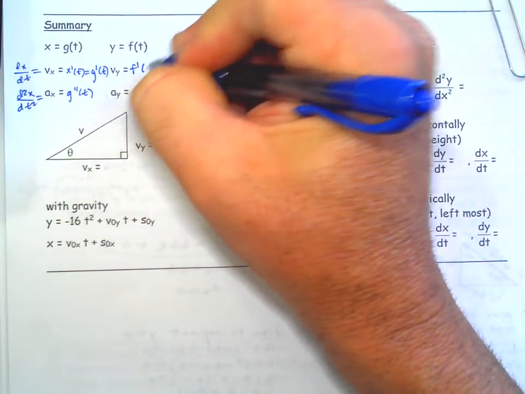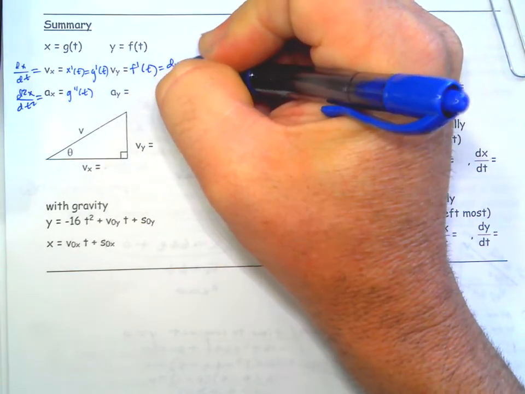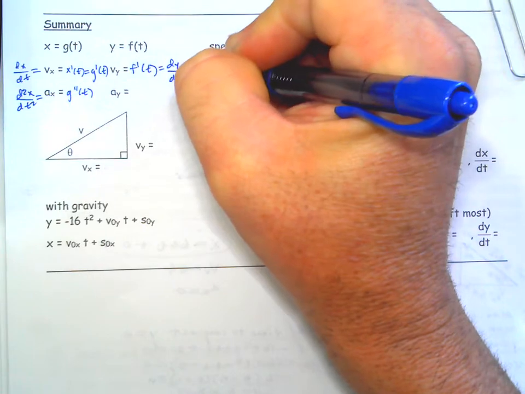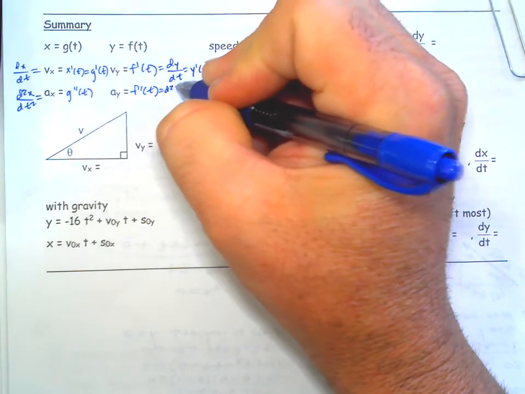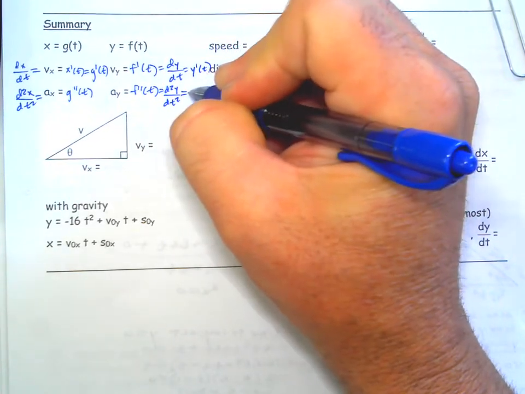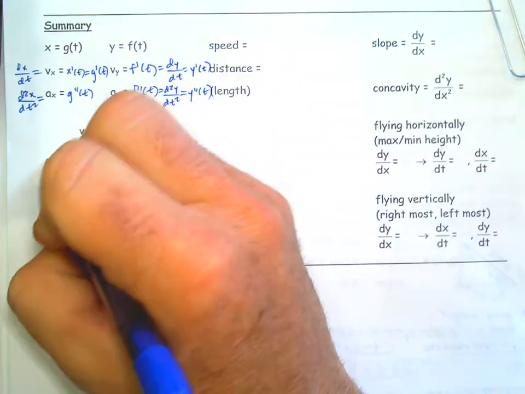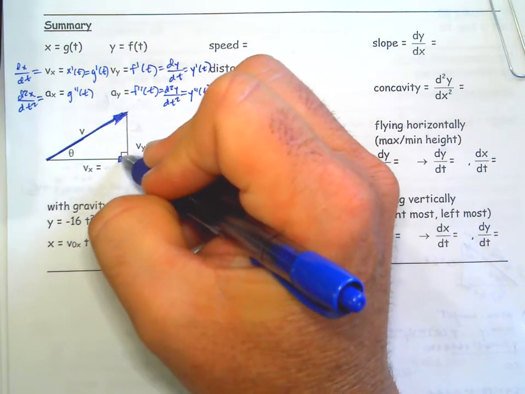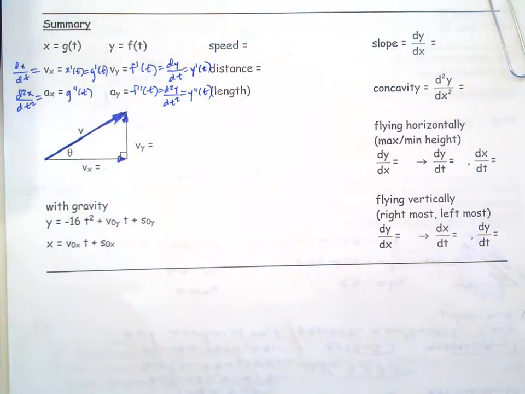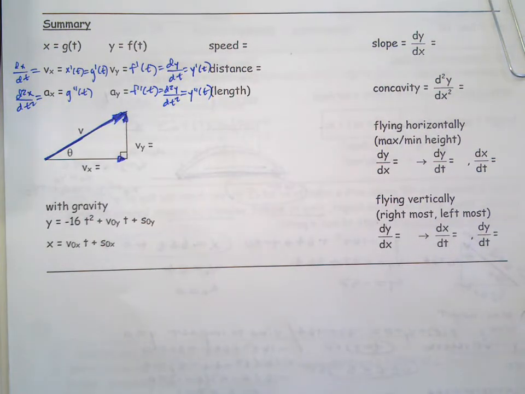This is going to be f prime of t, or dy dt, or y prime. Lots of different ways to write it. Second derivative of f. So lots of different ways. We're using this vector idea, where that's the overall velocity, and then this is going to be the horizontal and the vertical velocity components separately. And with gravity, this is just specific with gravity.